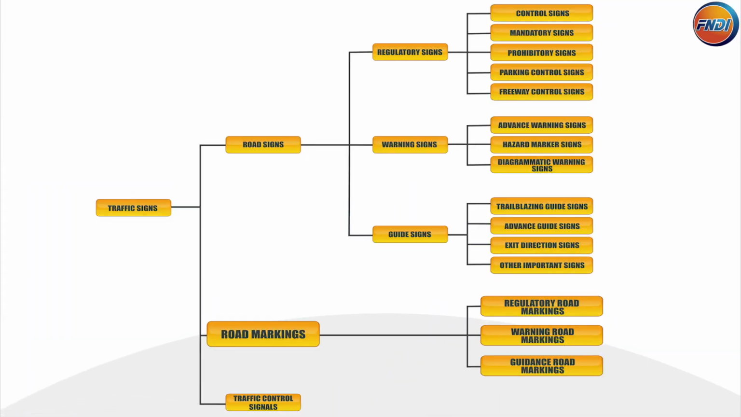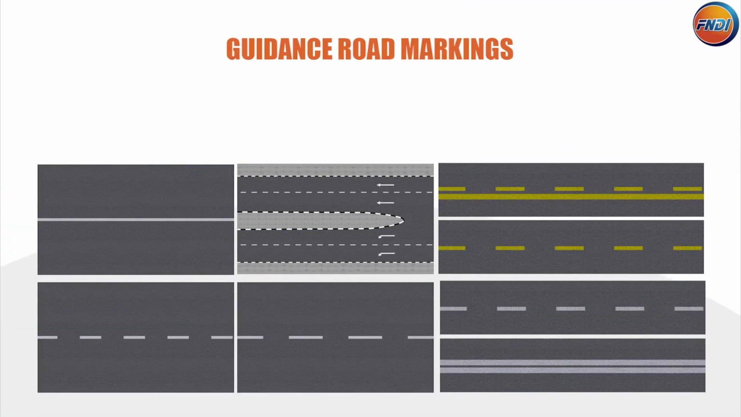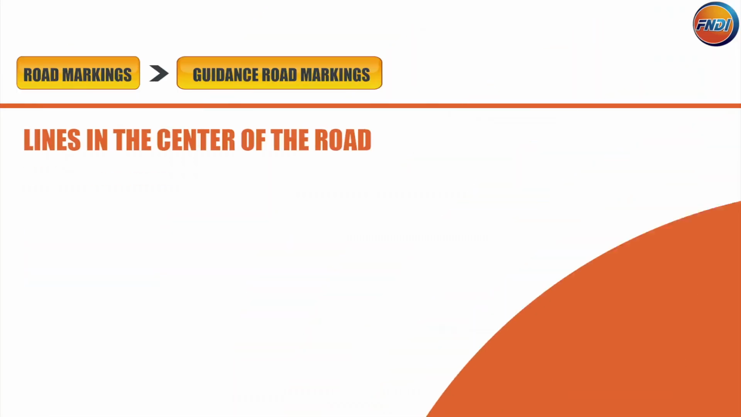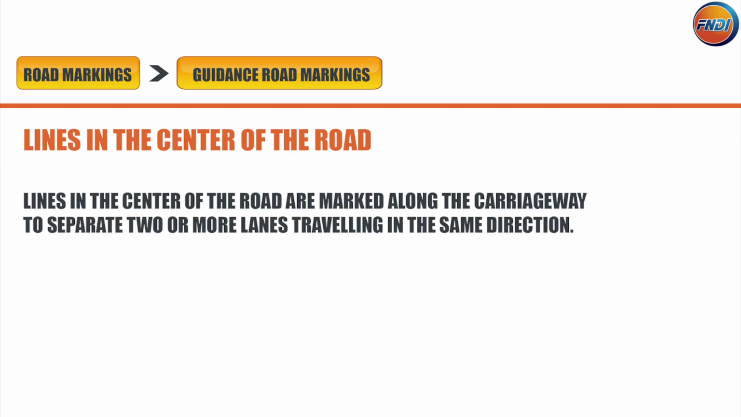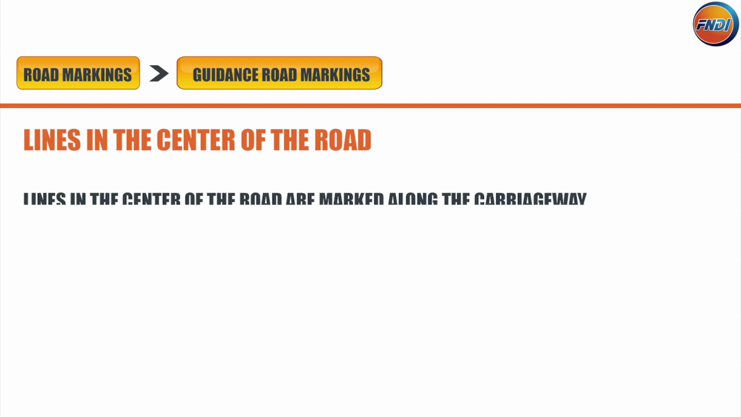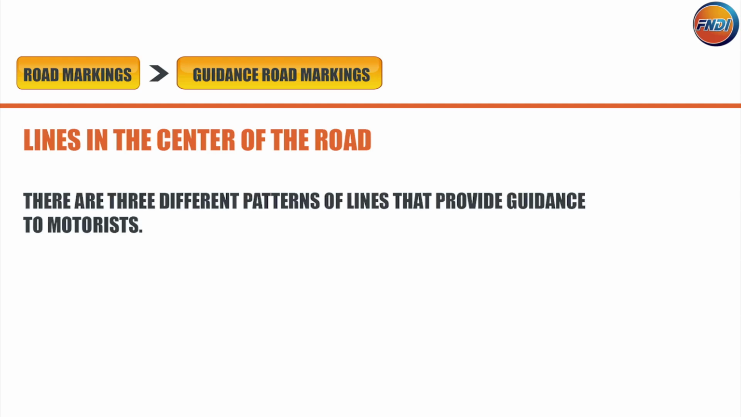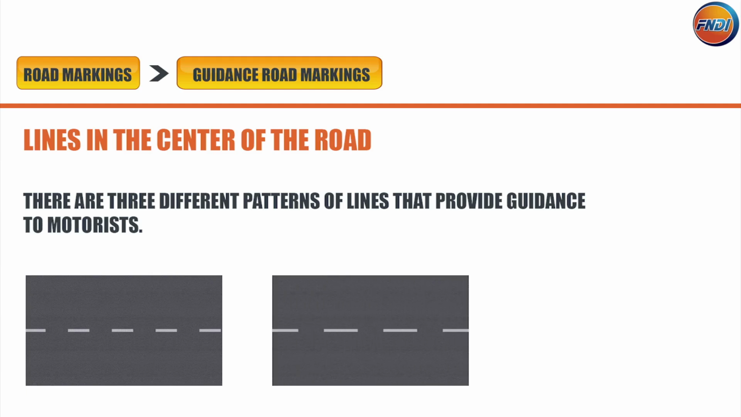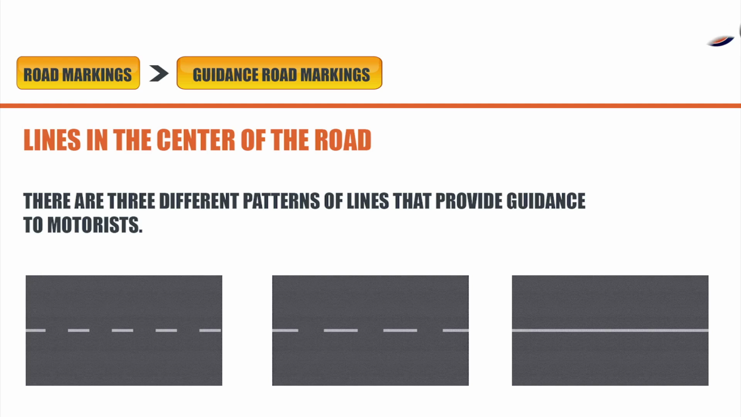Now let's learn about the third and last type of road markings, that is, guidance road markings. Guidance road markings are used to help motorists understand the paths vehicles should follow through intersections or roundabouts. Lines in the center of the road are marked along the carriageway to separate two or more lanes traveling in the same direction. There are 3 different patterns of lines that provide guidance to motorists. These are short intermittent lines, long intermittent lines, continuous longitudinal lines.